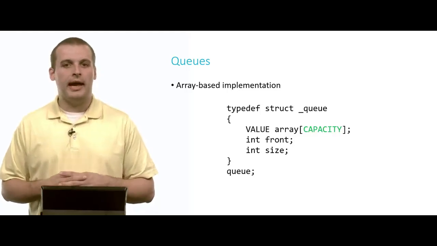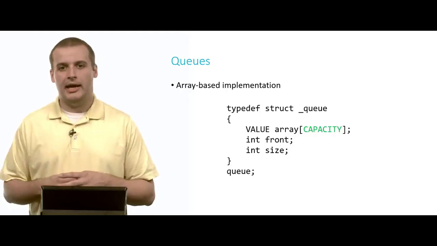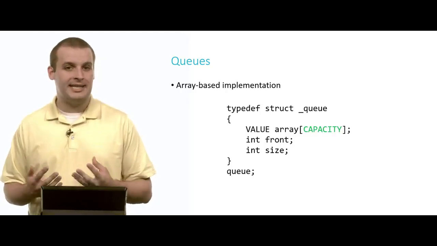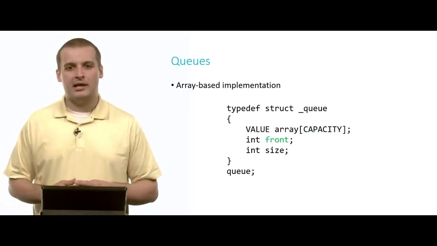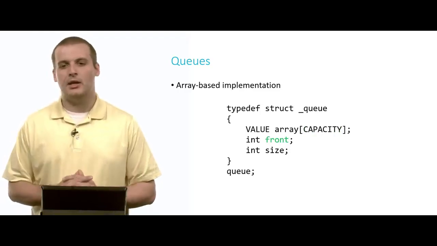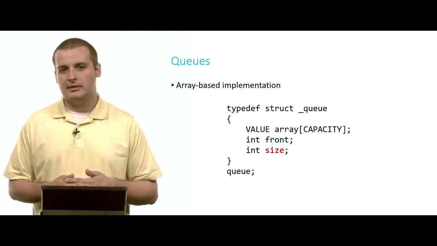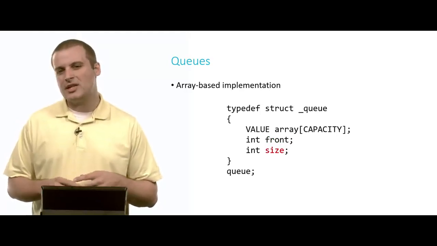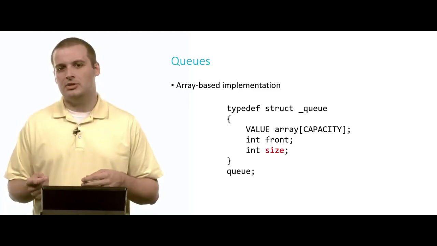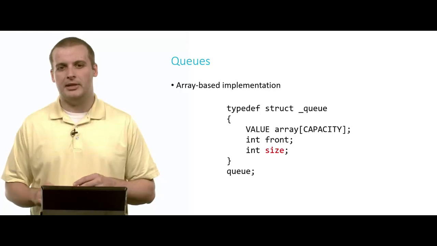In this case, capacity would be some pound-defined constant in our code. And for purposes of this video, capacity is going to be 10. We need to keep track of the front of the queue so we know which element we want to dequeue. And we also need to keep track of something else, the number of elements that we have in our queue. Notice we're not keeping track of the end of the queue, just the size of the queue. And the reason for that will hopefully become a bit clearer in a moment.